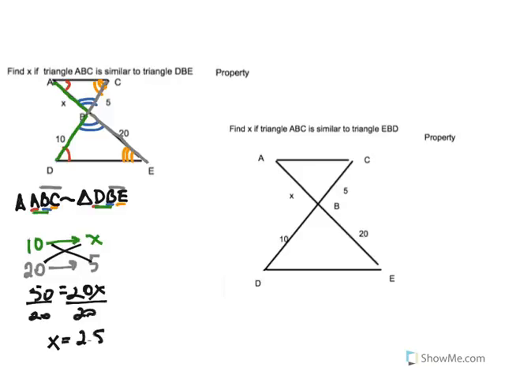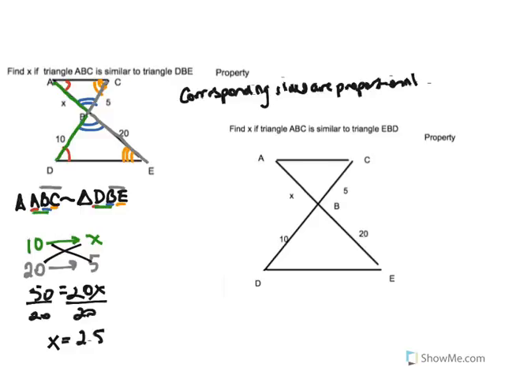Okay, now let's do this other one over here. Oh, what is the property that we're using? The property that we're using here is that corresponding sides are proportional. Okay, don't forget to write in the property, sorry.